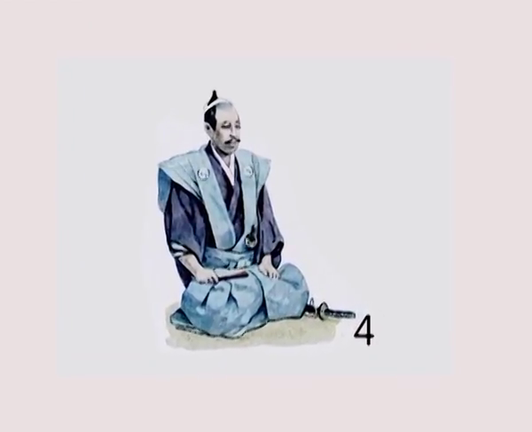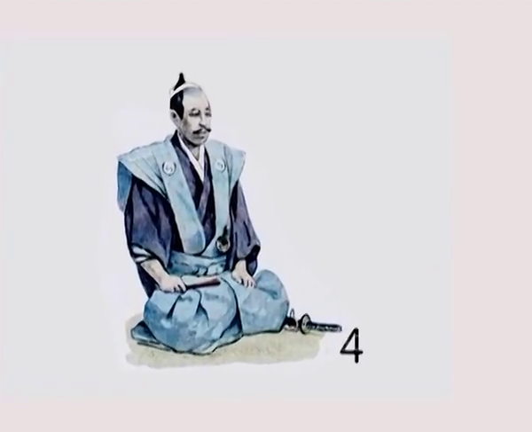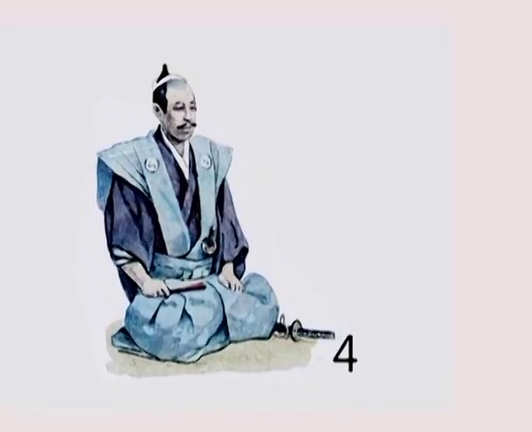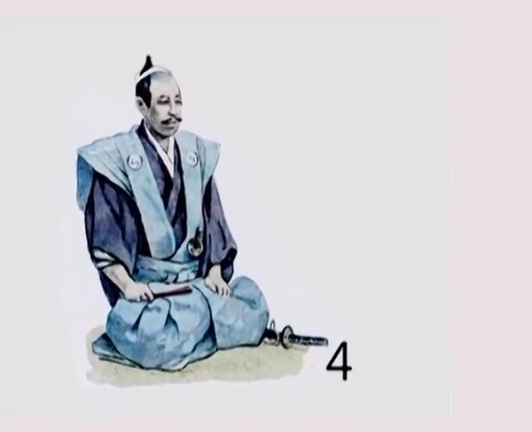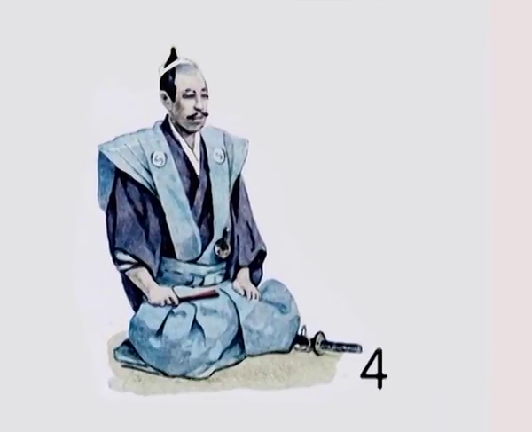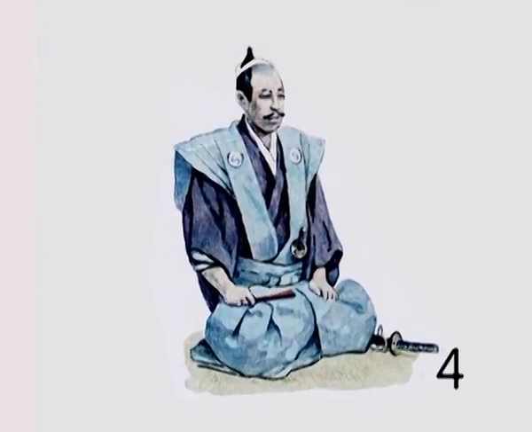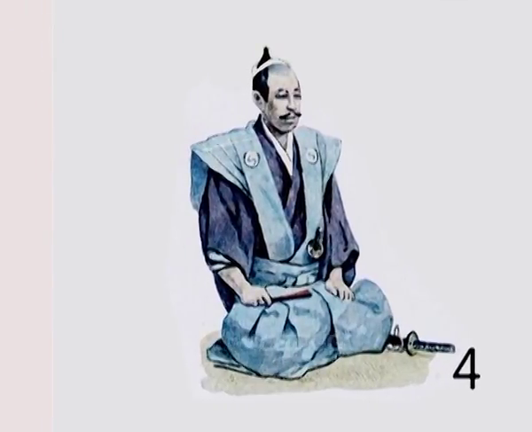Number 4. A samurai or a noble warrior. The garment consists of a top part called kamishimo, which is very wide at the shoulders and folded at the waist. The waist part is the hakama. Let's watch another clipping.